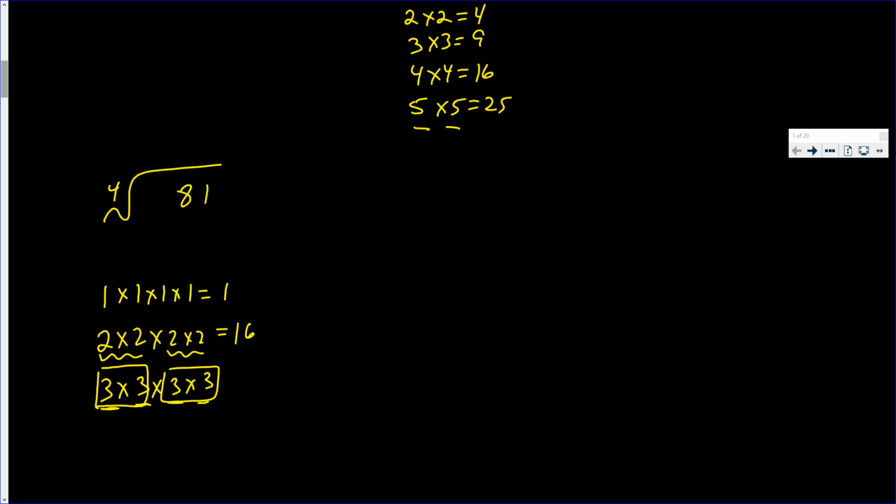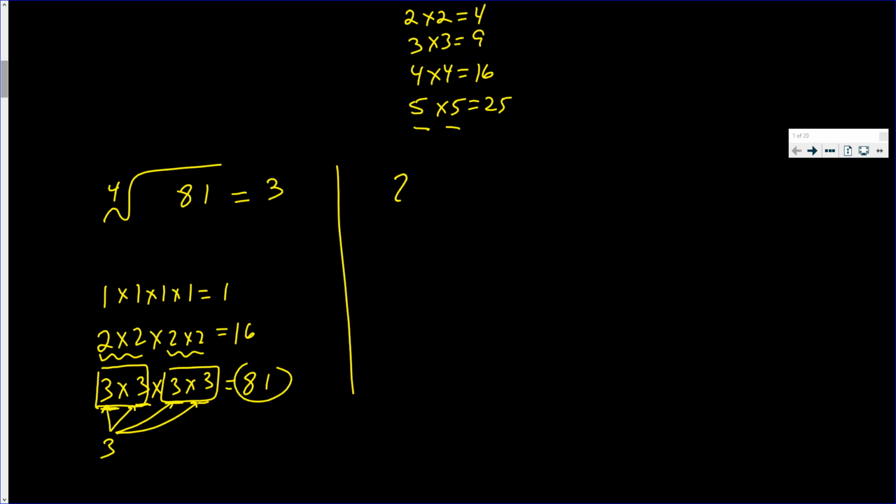Why not say 9 times 9? Ooh, look at this. If I multiply 3 by itself 4 times, I get 81. So the fourth root of 81 is 3.